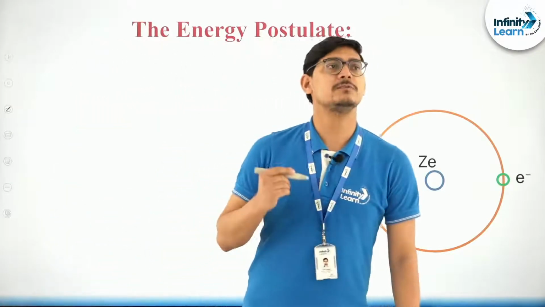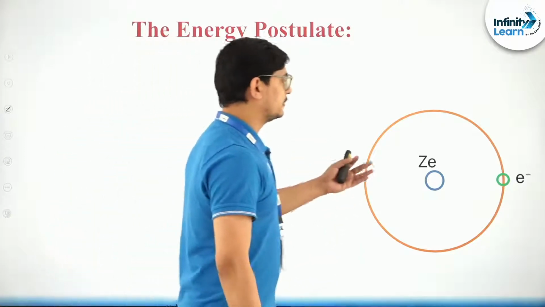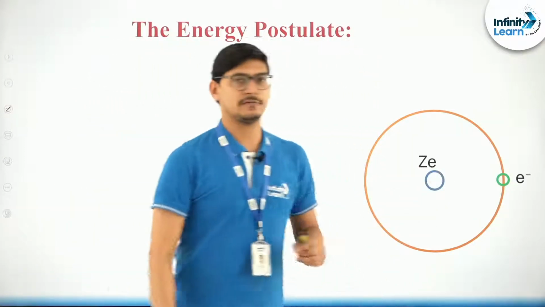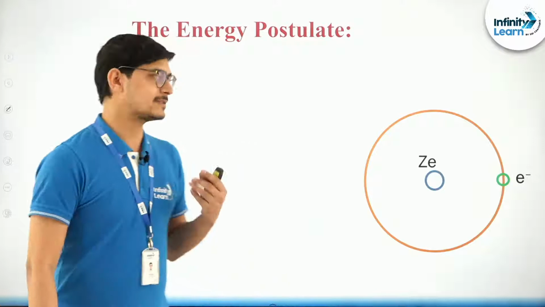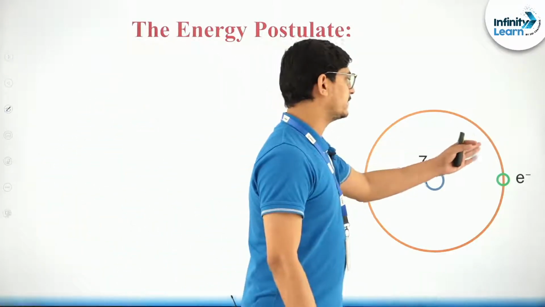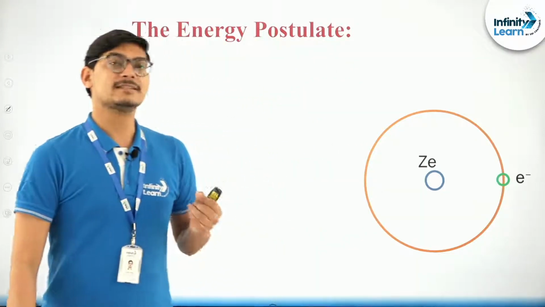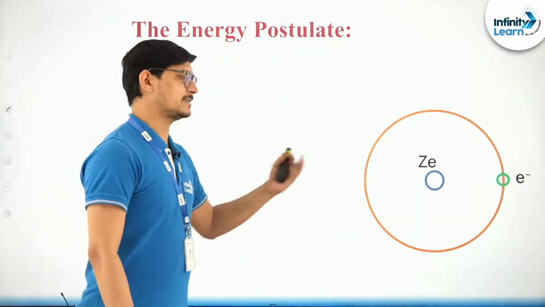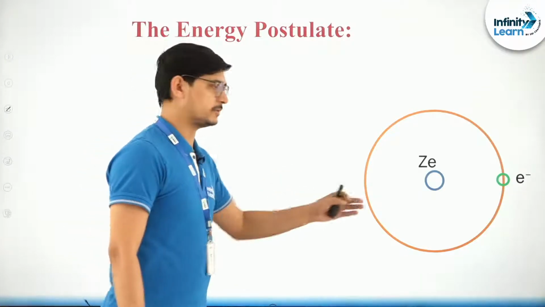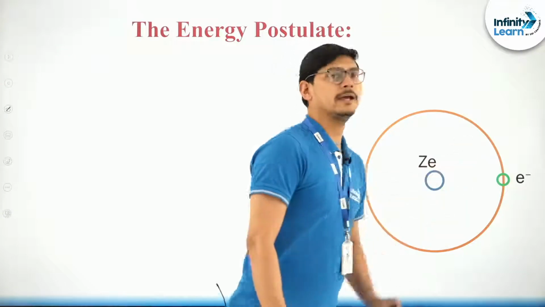The energy postulate. Okay, so you know that as per Bohr's model, electron revolves around the nucleus in concentric circular paths, which we call orbits, and because the energy of the electron is fixed in an orbit, we also call these orbits stationary states, right? Because the distance of the electron from the nucleus is fixed as long as it is in a particular orbit, and also the energy.